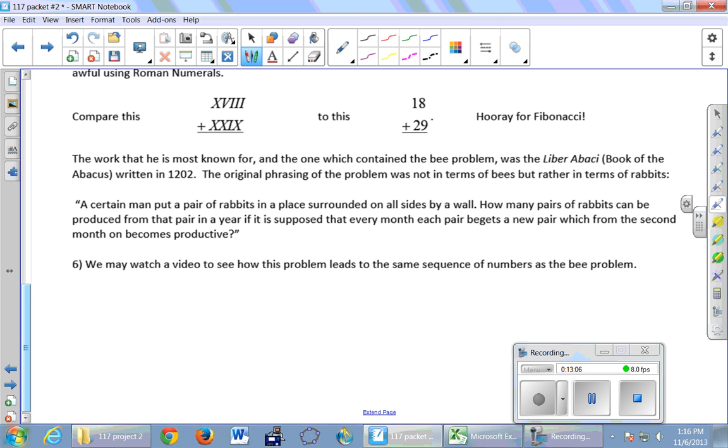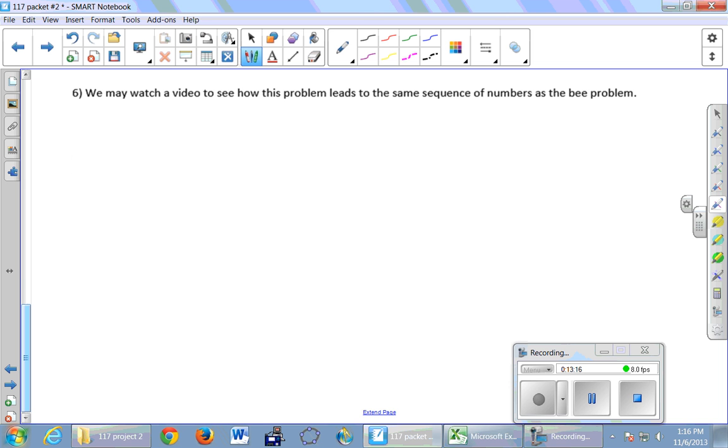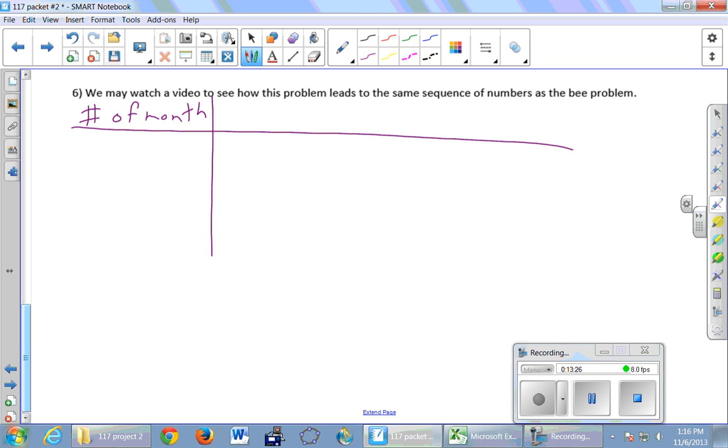Okay, so rabbits are known for jumping and they're known for procreating. And so this is an example of rabbits procreating. We're not going to go through the whole process here, but let's just get started. You don't need to write this part, but that was the problem that Fibonacci posed. And so we start off with, I'll say here, number of the month. And then we're going to fill in as needed.